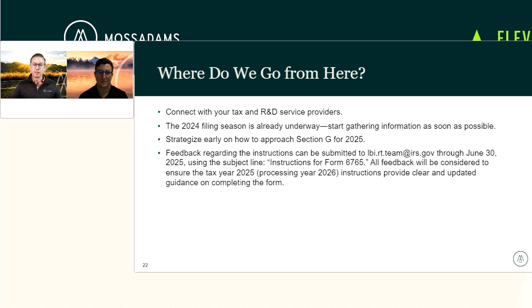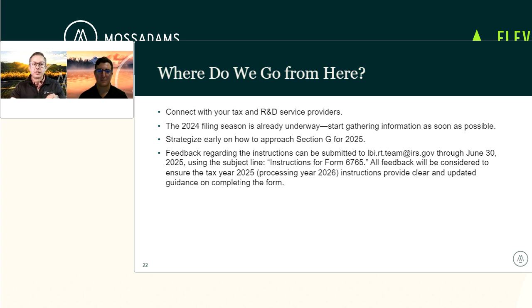Now, as we mentioned a few times now, Section G is optional for 2024, but mandatory for 2025, unless your QREs are under 1.5 million and your gross receipts are below 50 million, or if you're electing a payroll tax credit.